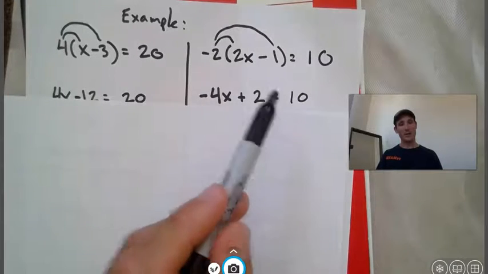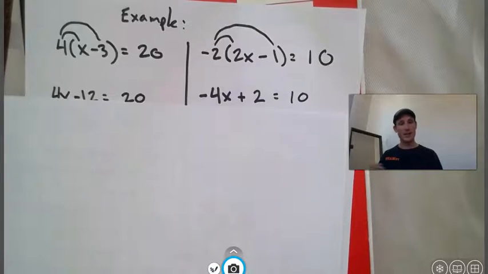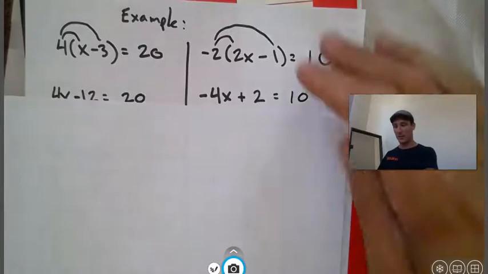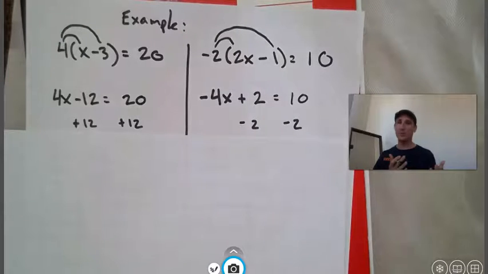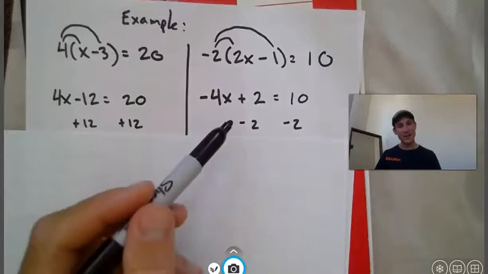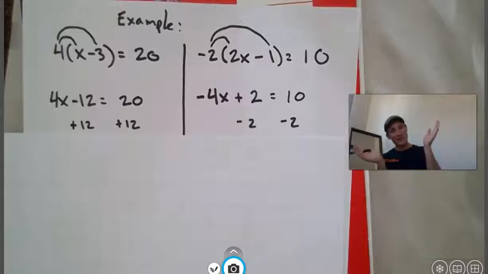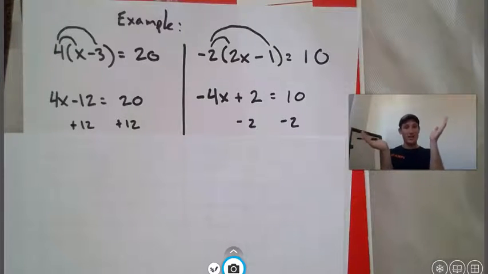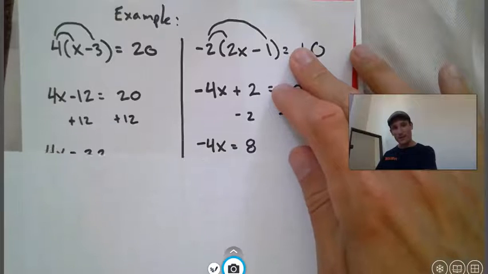I want all my variables on the left. There's no like terms to combine. I want to get rid of that constant. The inverse of positive is negative. Subtract 2 from both sides. Why am I doing it on both sides? Because I want to keep the equation equal. So whatever I do to this side, I have to do to this side. If I take away 2 from that side, all of a sudden it's less valuable and that side hasn't changed. But if I take 2 from both sides, the scale balances out again. That's really important. That simplifies to negative 4x equals 8.